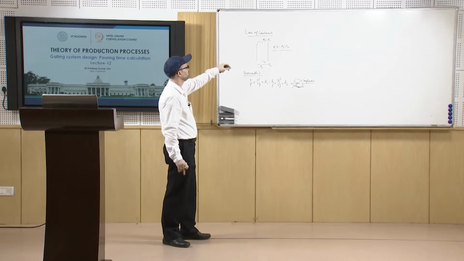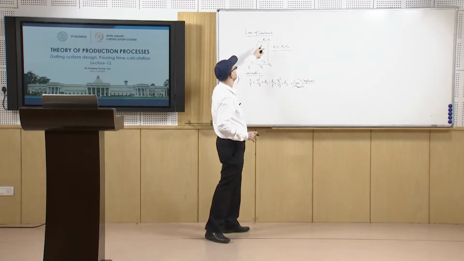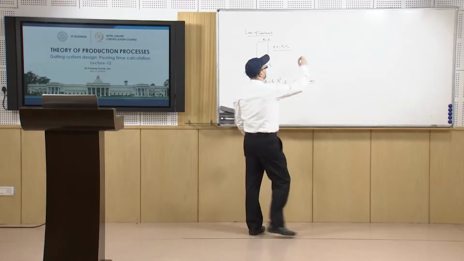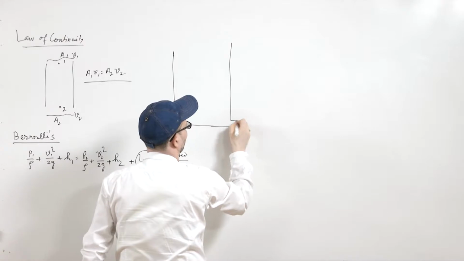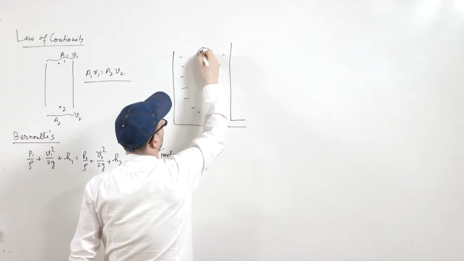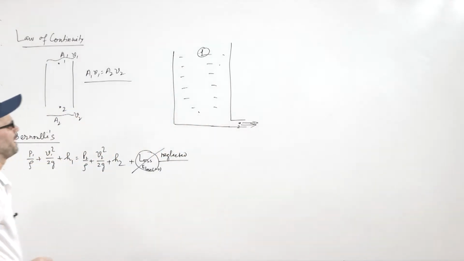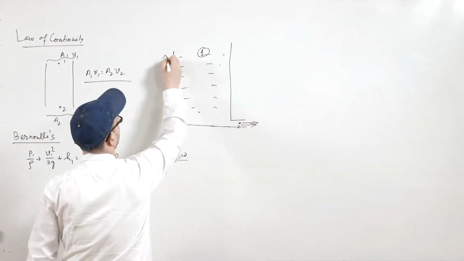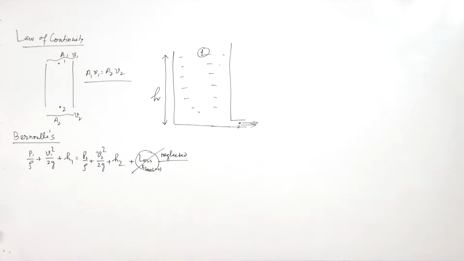If you take this position, and look at these two places, suppose you have a container here, and it is full of water, and this is 1 and this is 2. From here water is flowing out, and if this height is h, you can use Bernoulli's theorem, and this expression will be valid.